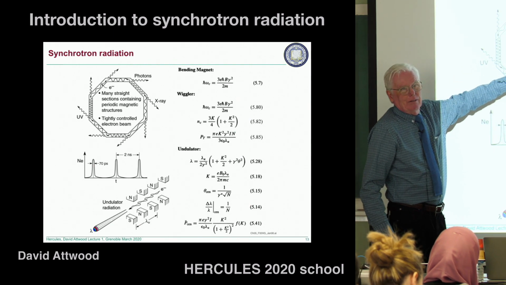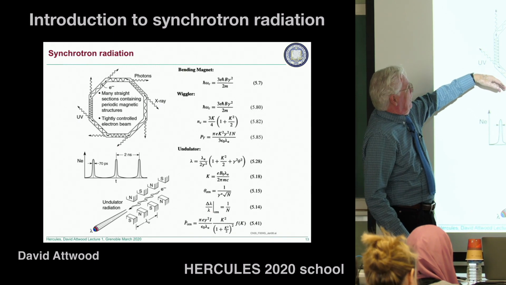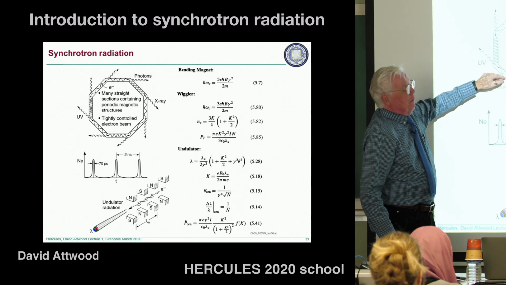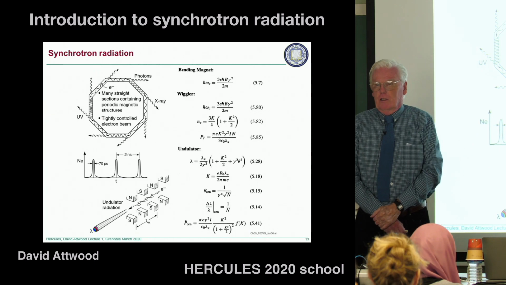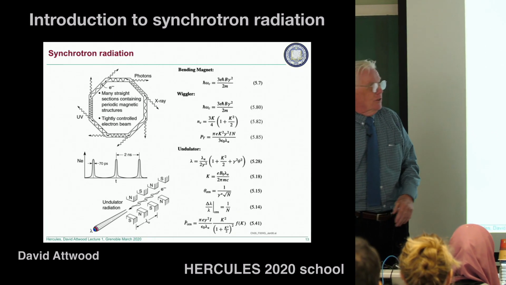Here's an example of a storage ring. This one's got 12 sides, I guess, or 8. 1, 2, 3, 4, 8 sides. But in general, all of these synchrotron facilities are regular polygons, so 12 or 20 sides or something like that.